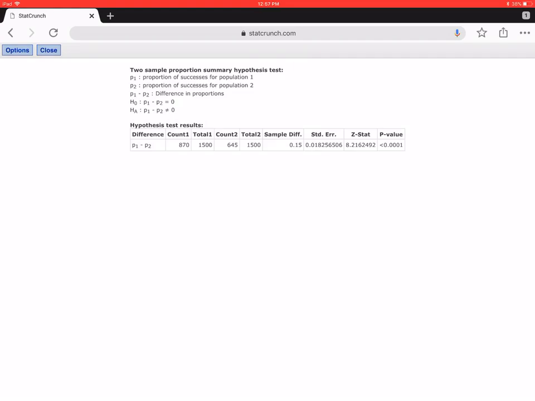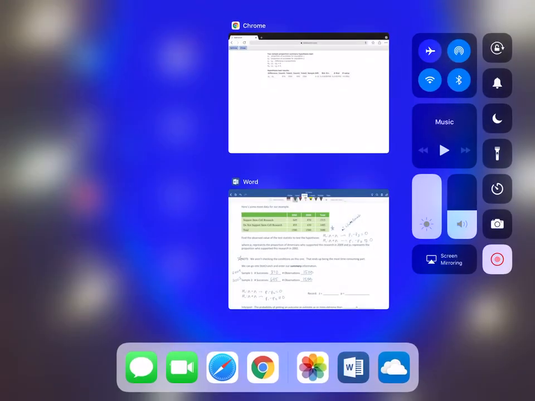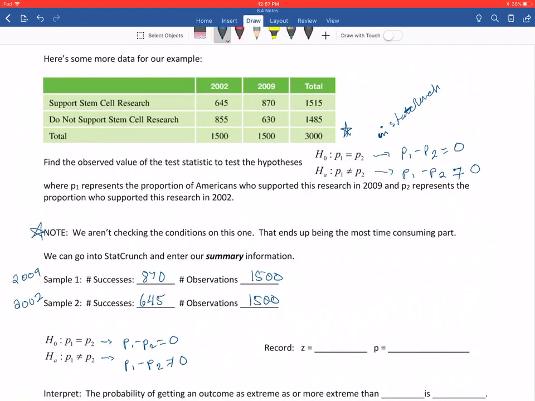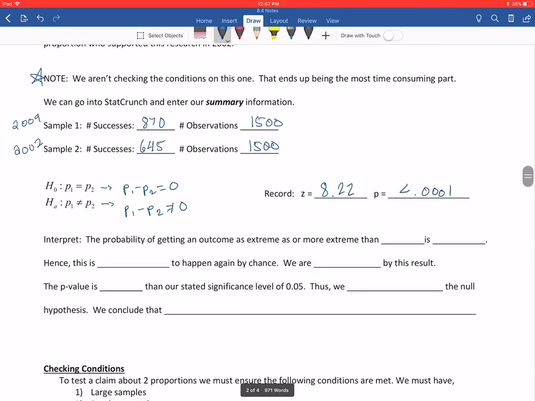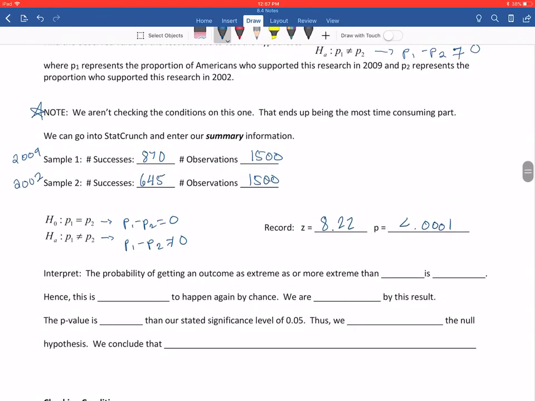So make note again of those very last 2 columns. That's what we really want to write down. We want to write down that z-stat and that p-value. So the z in this case was approximately 8.22, and the p was so small that they just said less than 0.0001.